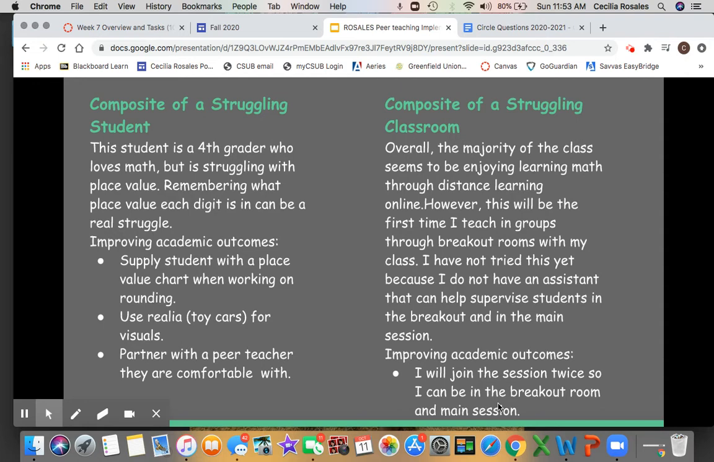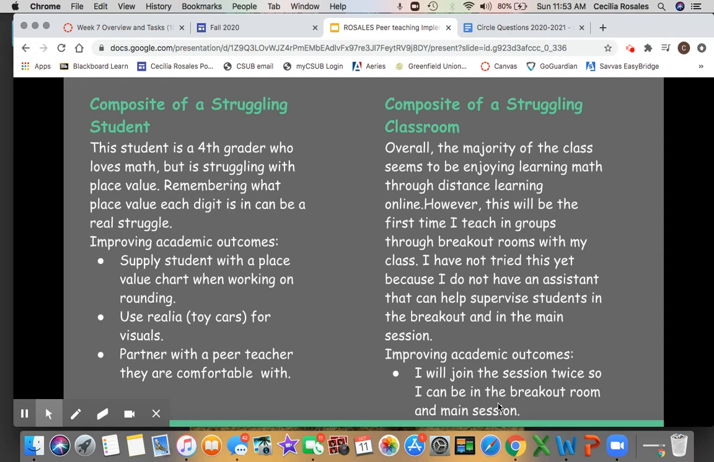Another strategy is to use realia. So, for example, I'm going to use toy cars to give them a visual of what it might look like when they're rounding. And I make sure that I partner this student with a peer teacher that they're actually comfortable with so that they can be productive together.